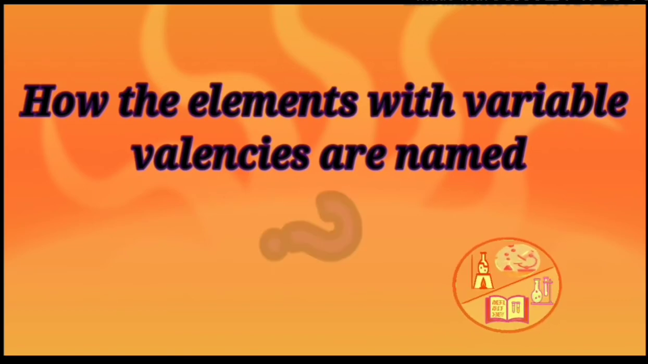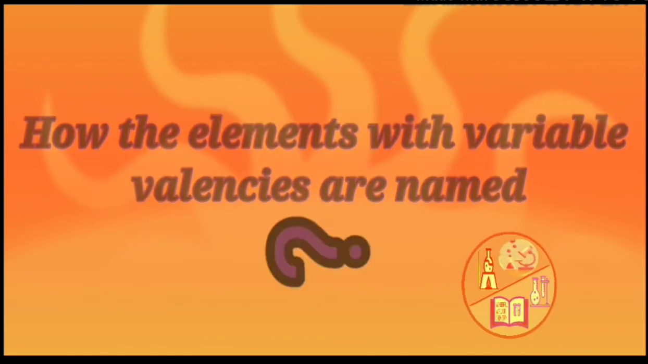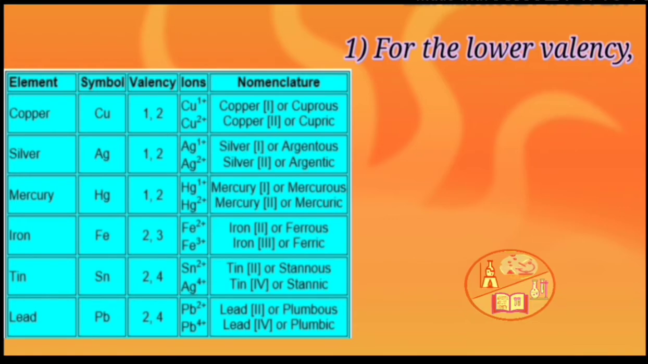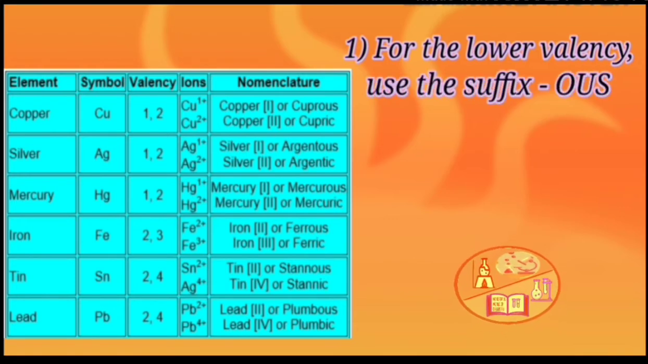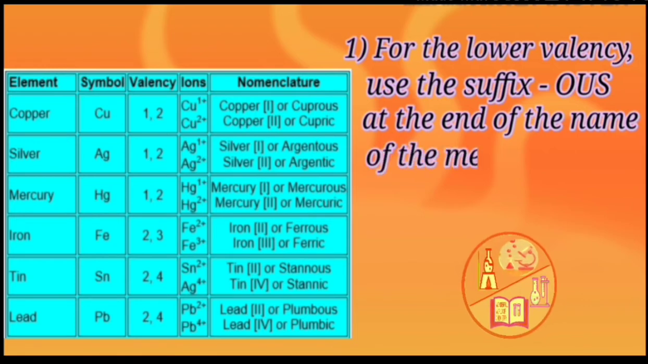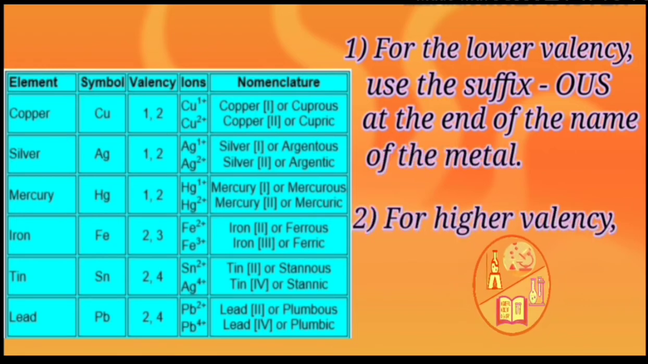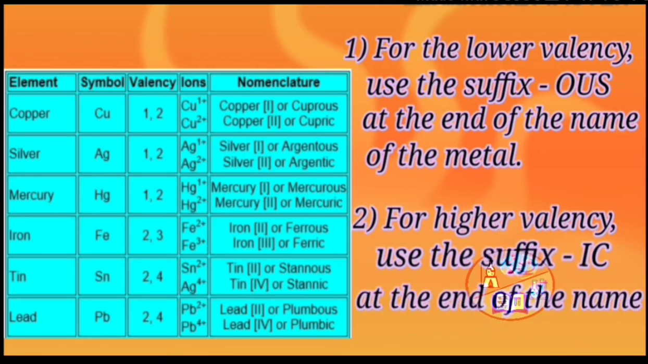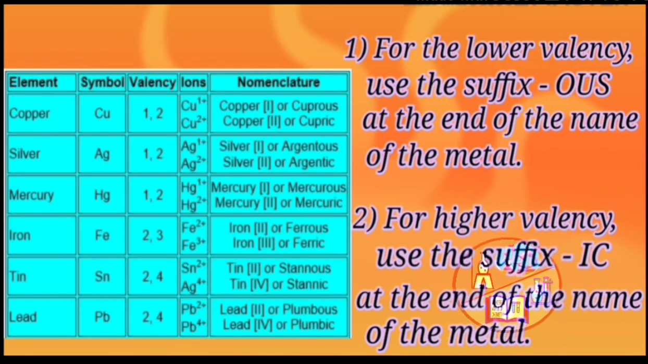How are the elements with variable valencies named? Here is a list of elements showing variable valency. If an element exhibits two different positive valencies, then for the lower valency use the suffix -ous at the end of the name of the metal. For higher valency, use the suffix -ic at the end of the name of the metal.